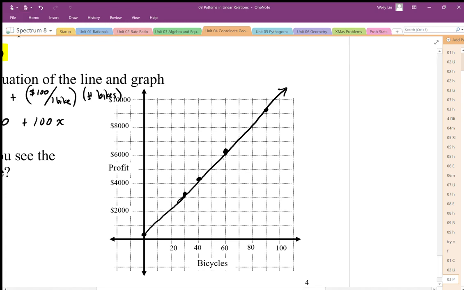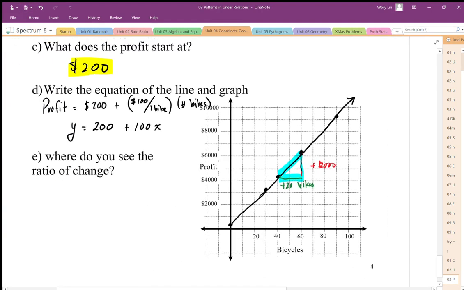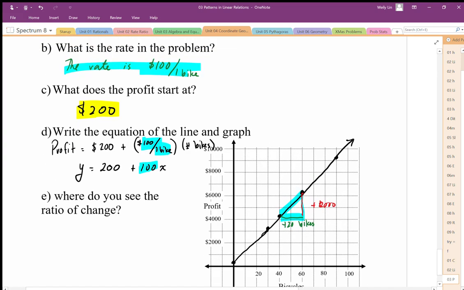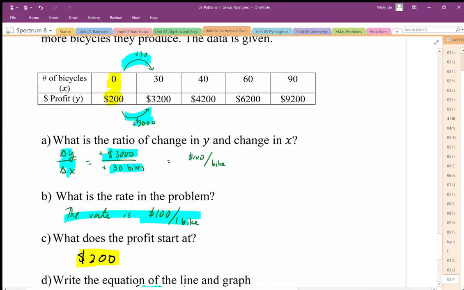In this case, it's gone up plus $2,000 for 20 bikes that were sold, plus 20 bikes. Again, that is our ratio of change. That's our slope triangle, and that ratio of change shows up as my multiplier. So where do we see the ratio of change? We see it in the triangle here. We see it as a multiplier. We also see it in the changes on the outside of the table.